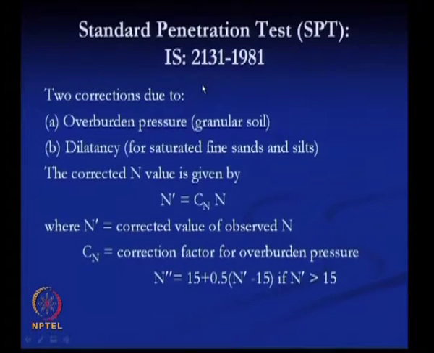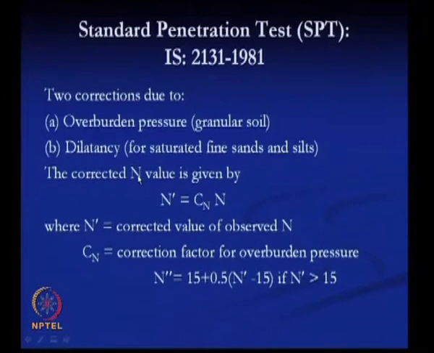Next, our IS code recommends that we apply two corrections. One is due to overburden pressure, for granular soil, and another correction that the IS code recommends is the correction due to dilatancy, which is applicable for saturated fine sand and silt.